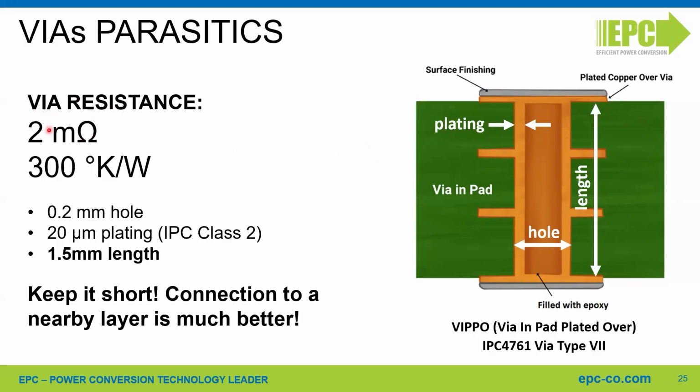Such a via has about 2 milliohm resistance and thermally 300 degrees per watt. The diameter of the hole is 0.2 millimeter, the plating thickness 20 micron, typical for IPC class 2, and the length of the via is 1.5 millimeter. So it gives a significant parasitic, so the advice is to keep it as short as possible by using the topmost layers for the most critical paths.